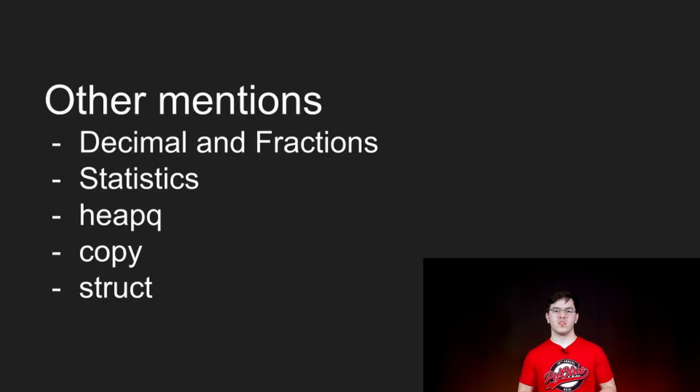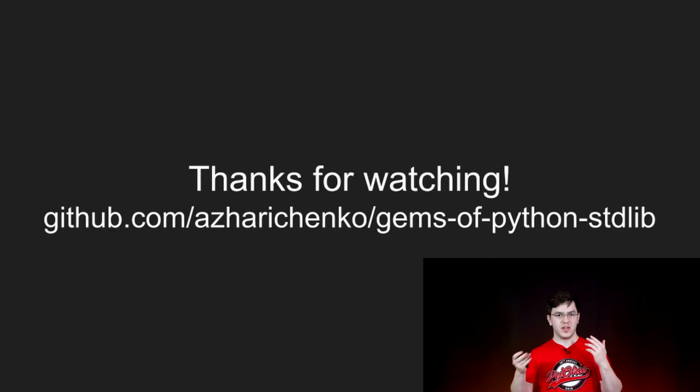There's a lot more. Decimal and fractions exist, statistics stuff exists in there. There are min priority queues using heap, and there's also copy. There's a lot more that I encourage you to explore, and these are just a few more examples. But I hope this gives you a little perspective of what actually exists inside the Python standard library. And I hope you all found something useful from this.